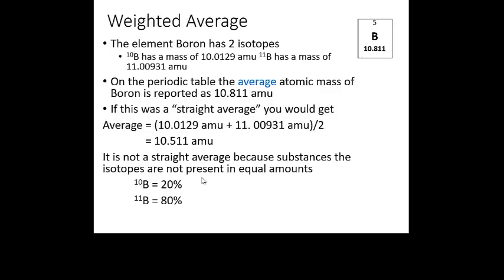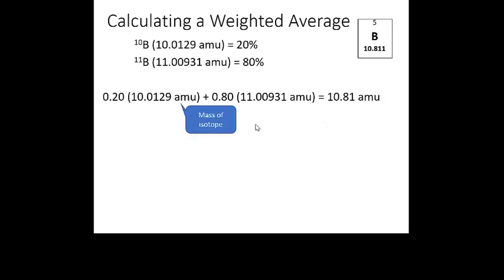Instead, there's 20% boron 10 and 80% boron 11. So when you take the average atomic mass over a big sample, it's going to be more heavily weighted towards boron 11 than it is boron 10, and you can see that in the average atomic mass. But how do we actually calculate a weighted average? So we know that this is the mass and what we call the percent abundance for boron 10, the mass and the percent abundance for boron 11.